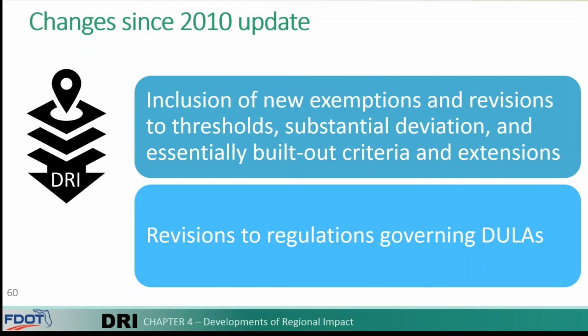Just a few of the thresholds where things have been changed are multi-screen movie theaters, industrial plants, warehousing, hotel, motel, all have been removed from the review process. And solid mineral mines. When it comes to substantial deviation, a lot of these thresholds were increased. So in terms of parking spaces, from 10 to 15% for attraction and recreation, and the list kind of goes on.